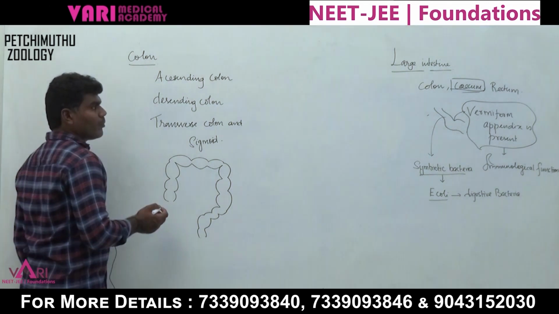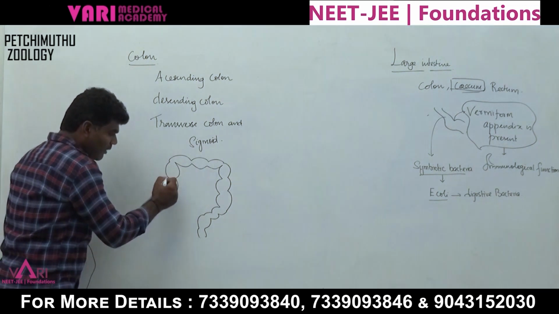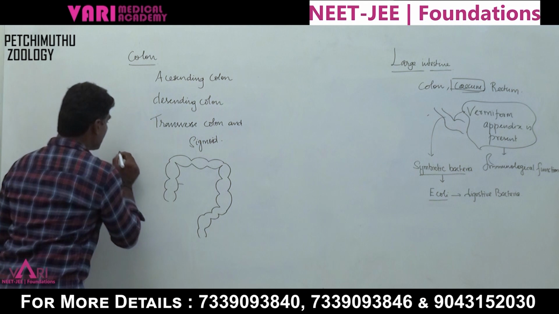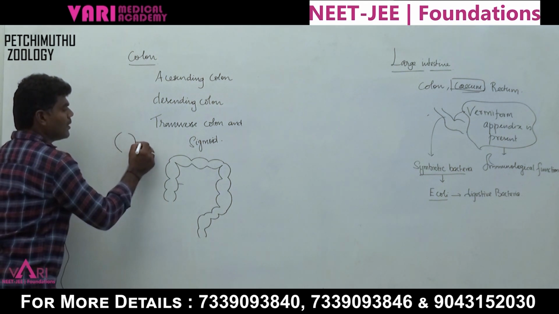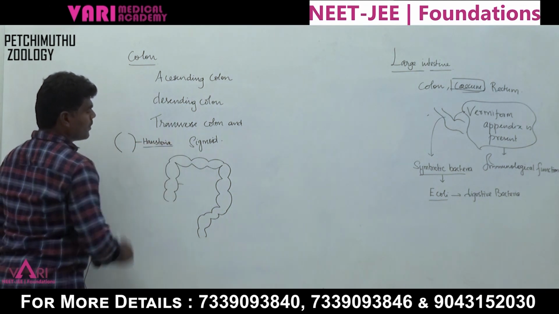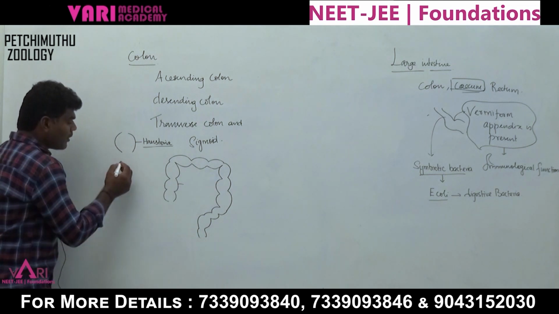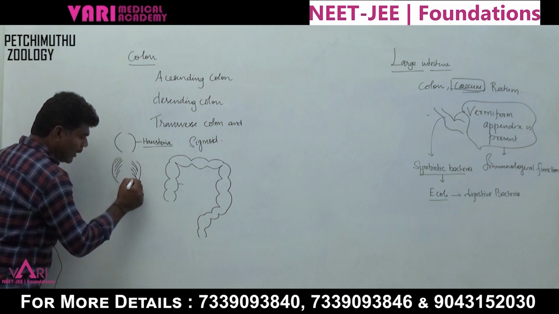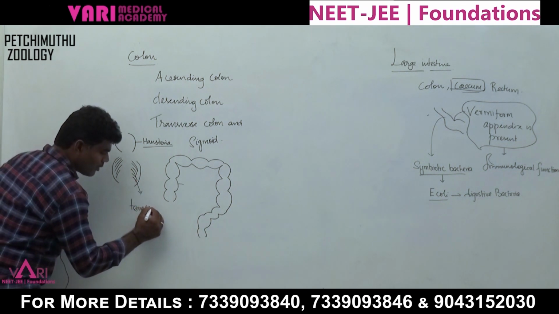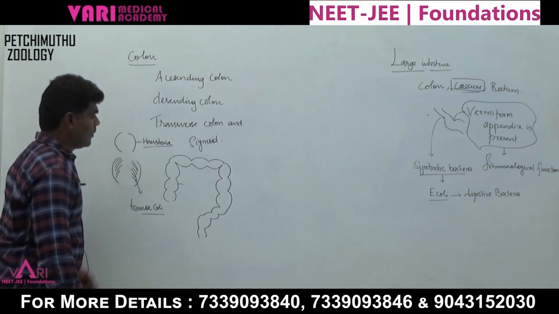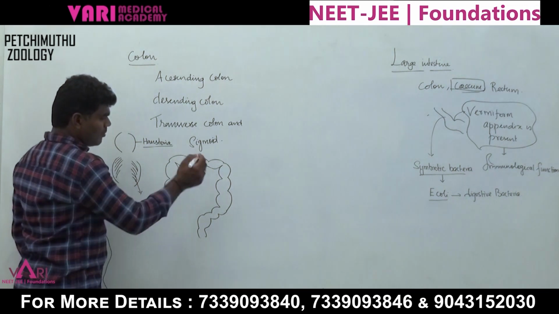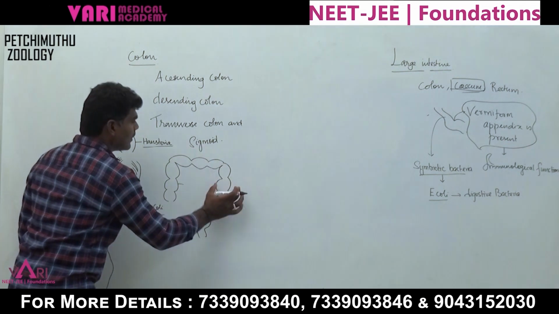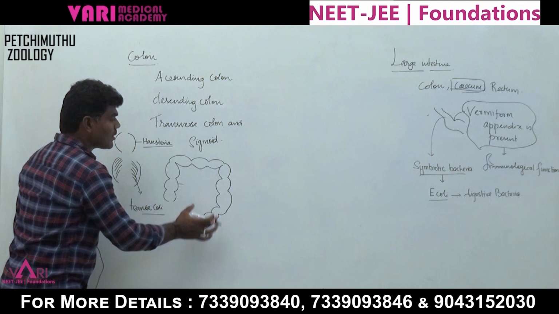Here the colon has bulging structures called haustra. The colon also has three types of muscle bands, called taeniae coli. Three muscle bands are present in the ascending colon, transverse colon, descending colon and sigmoid colon, in the colon region.